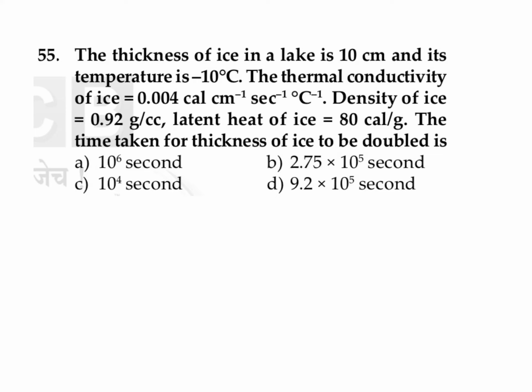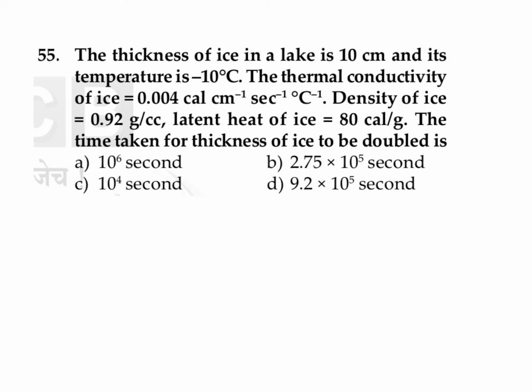In this question it is given that the thickness of ice in a lake is 10 centimeter and its temperature is minus 10 degrees Celsius. Thermal conductivity of ice is given 0.04 calorie per centimeter per second, and the density of ice is given 0.92 gram per centimeter cube. Latent heat of ice is given as 80 calorie per gram. The time taken for thickness of ice to be doubled is?